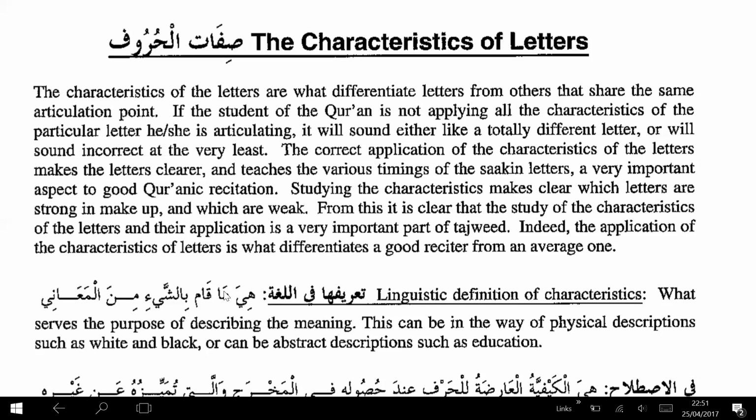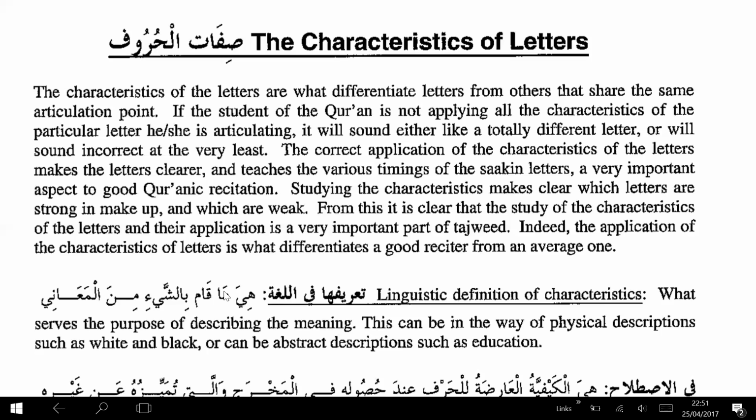Now, when you study the sifat, it will be very clear for you as well about the letters, what all sounds, how it should come, which are the weak letters, which are the strong letters. So that's why we know that studying sifat of alphabets is a very important part of Tajweed.